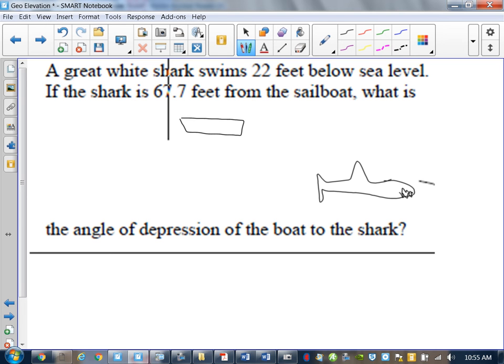Then here's your boat. So we know that the shark is 67 feet from the boat, and we measure distances horizontally. We know that the shark is 22 feet from the sea level. So this is your 22 feet down, over 67 and change. What you're trying to figure out is the angle of depression to the shark. Now, the angle of depression to the shark is the same as the angle of elevation from the shark looking back at us.